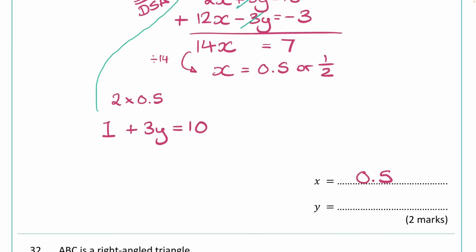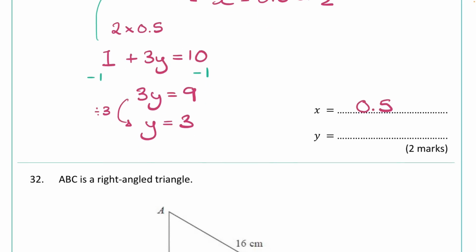We can then solve this equation for y by subtracting the 1. When we subtract the 1, we get 3y is equal to 9. And then dividing by 3, because we want to know the value of 1y, we get 1y is equal to 3. And there we go, that is our final answer for y. So x was equal to 0.5 and y was equal to 3.